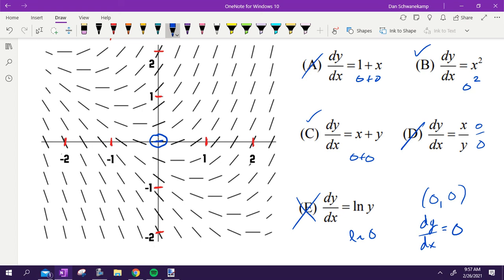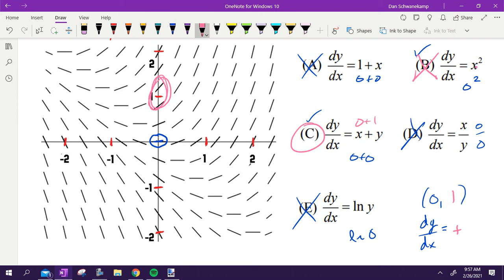Okay, so it's either b or c. What would be another good point to pick here? Awesome. 0, 1. At 0, 1, what does my slope need to be? Yeah, somewhere right there at 0, 1 looks positive for sure. And so if I plug in 0, 1, that would just get me 0. But if I plugged in 0, 1 there, that would get me 1. It's got to be C.